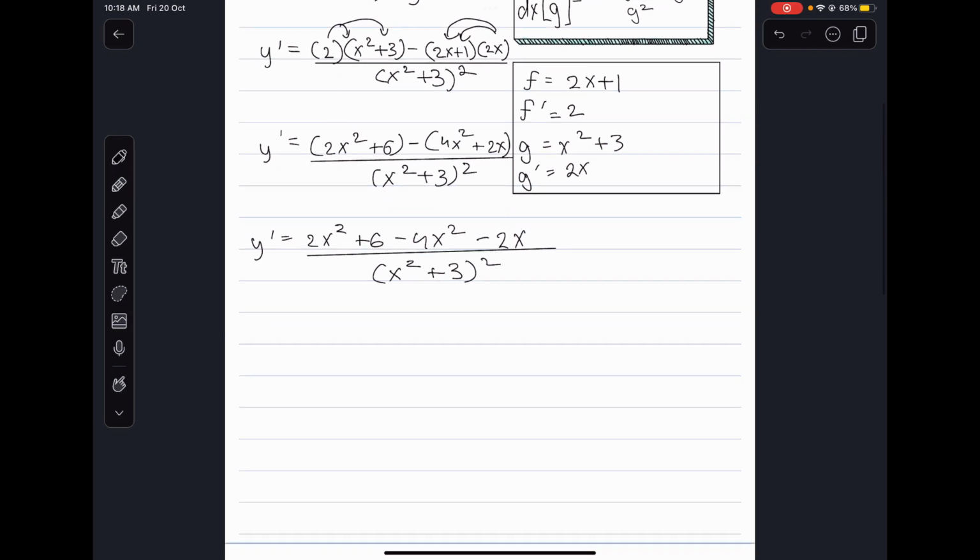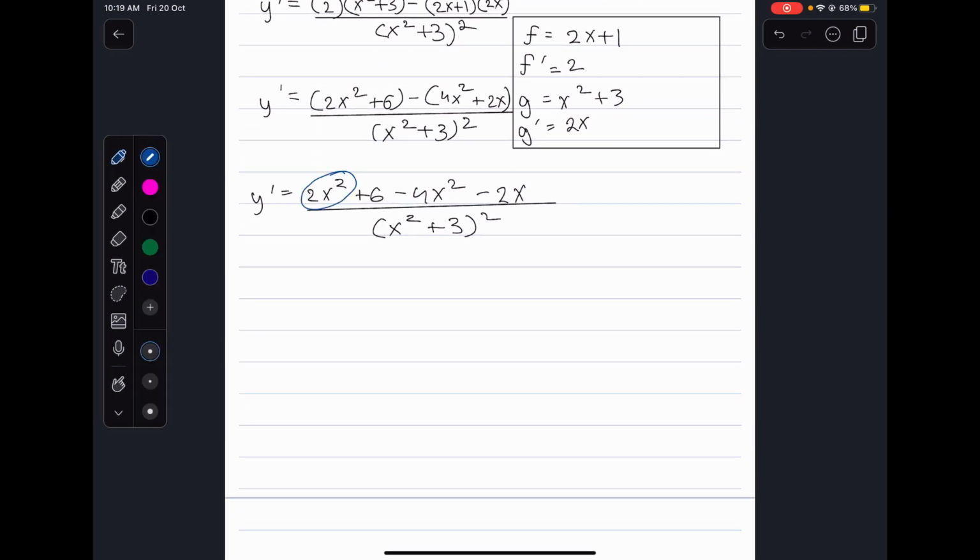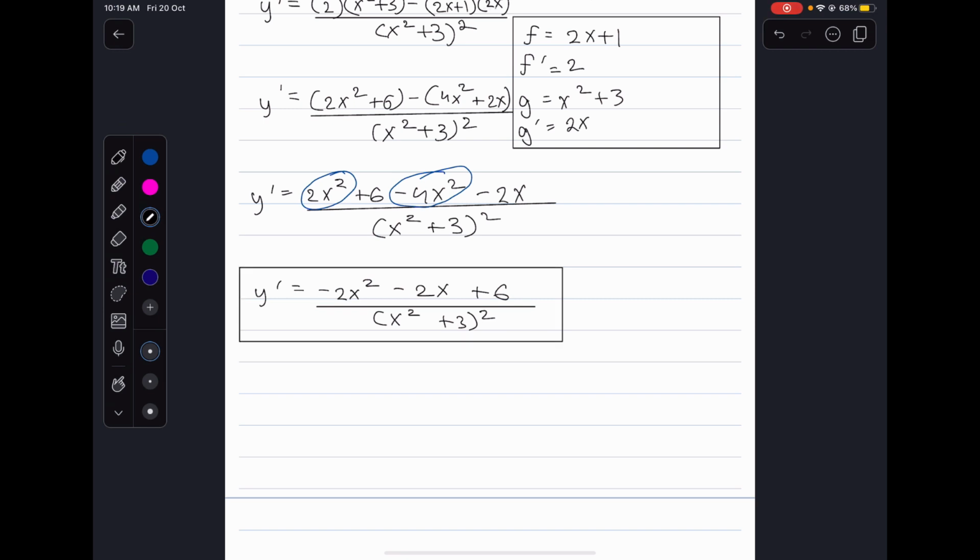Now we can combine the like terms in the numerator. 2x squared and negative 4x squared, negative 2x squared, minus 2x plus 6, and the denominator stays the same, so x squared plus 3 all to the power of 2. This is the final answer.